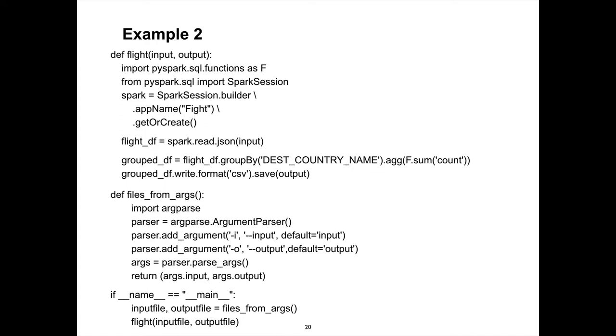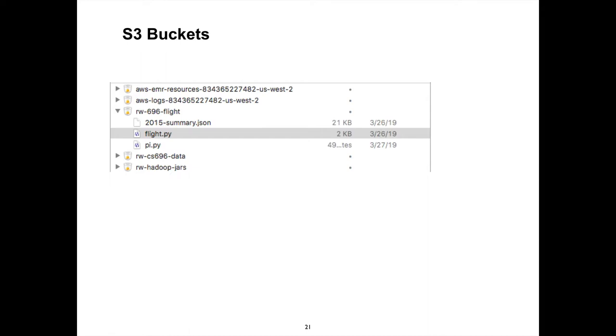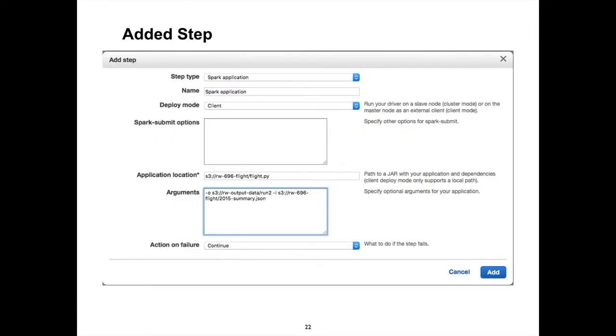So we can see how we can actually pass command line arguments to our code. And again, there is the source file I want to run in Python. It's in my RW696 flight bucket. When I add a step, and I can add as many steps as I want to a cluster, I didn't create another cluster, I just used the same cluster as before. So the application location is wherever that program is that you want to run. And then here are my arguments. The function is looking for a dash O and a dash I, and then the location, which is S3:// then the bucket name, then the file name.